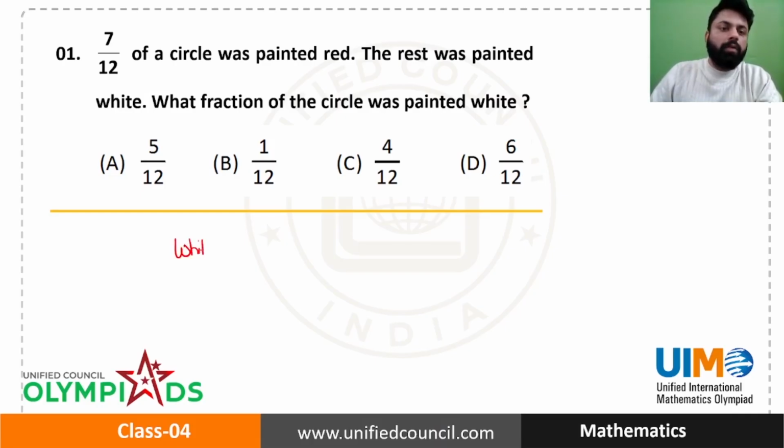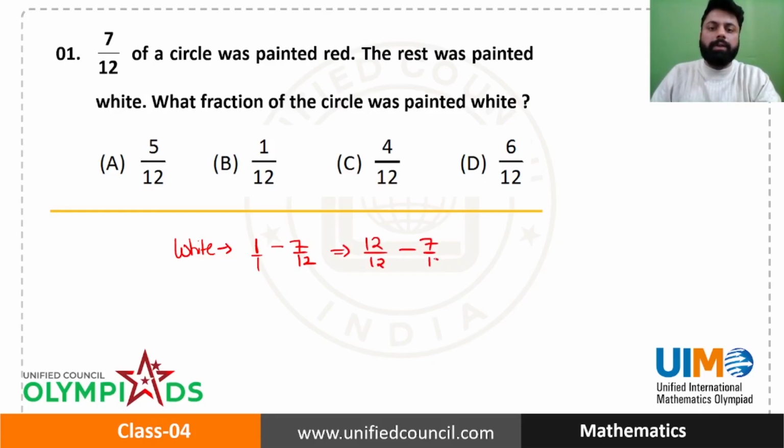So for white, the fraction, we know that one complete quantity is always represented as 1, a whole quantity as 1 in case of fraction, minus 7 upon 12. So this 1 is 1 upon 1. This can also be written down as 12 upon 12 minus 7 upon 12, because 12 upon 12 is nothing but 1. Then after that, we can combine the numerator. 12 minus 7 upon 12, that is equal to 5 upon 12. A option is the correct answer.